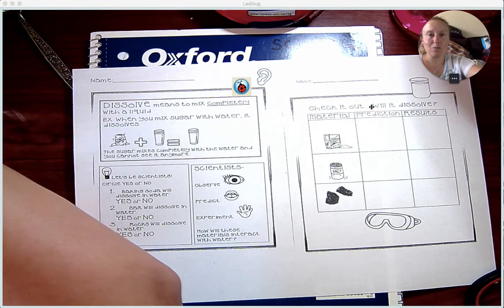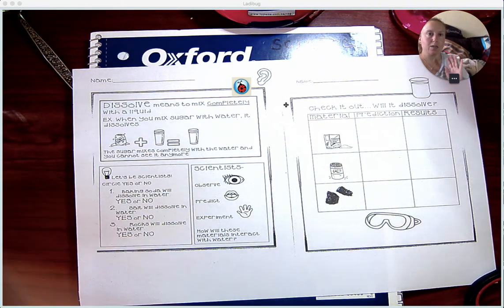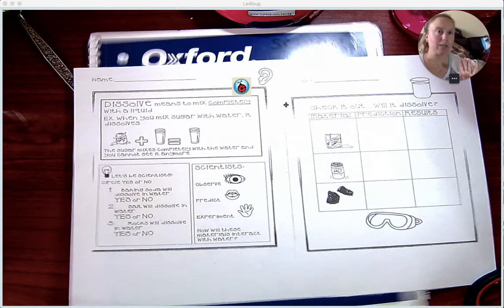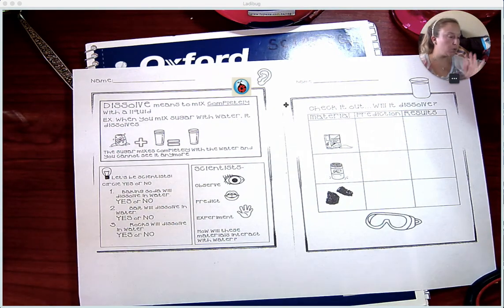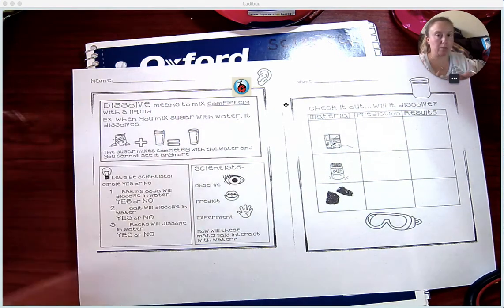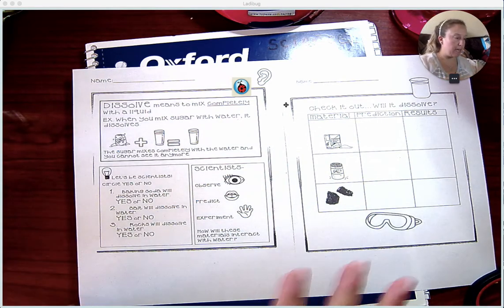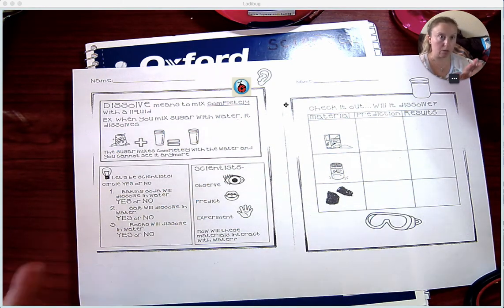Hello, and time for a science experiment. Okay, so I have to get really tricky with how I am able to view both my experiment items and my paper. So I'm going to try my best, see how it goes. You know, you always have to try.